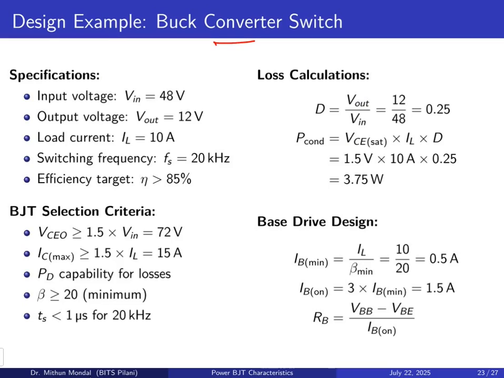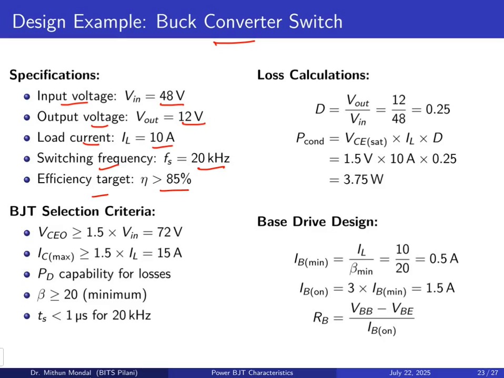If you take the specification where the input voltage is 48 volt and the output voltage you require 12 volt, the load current will be 10 ampere. So switching frequency, let us take 20 kilohertz, and the target efficiency should be more than 85%.